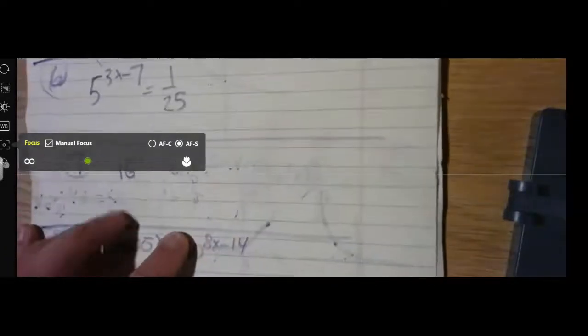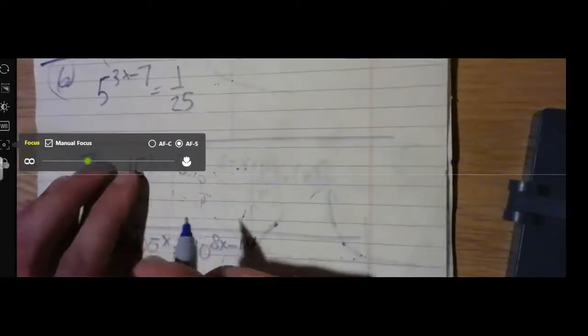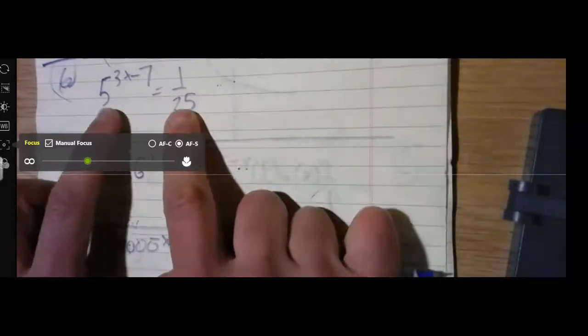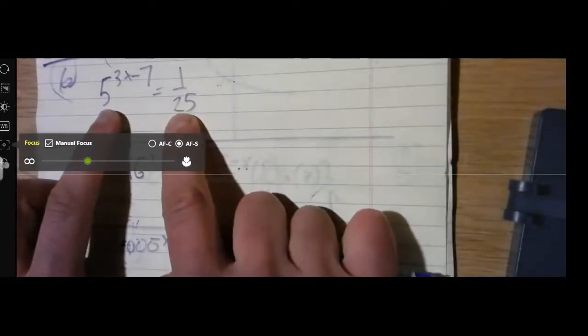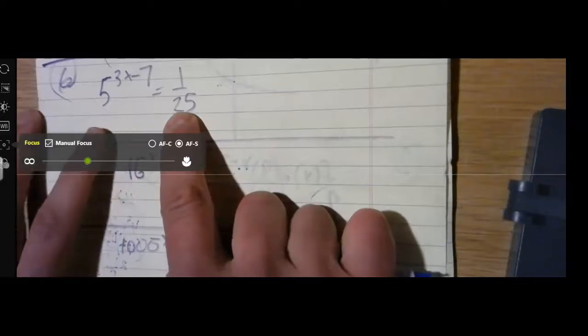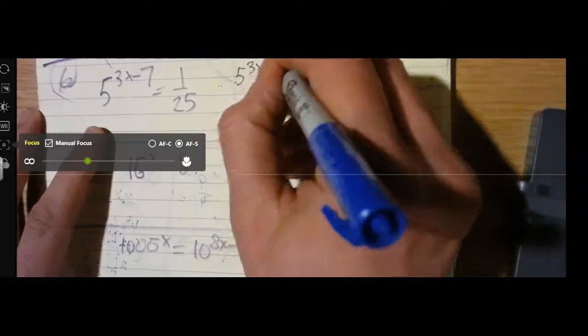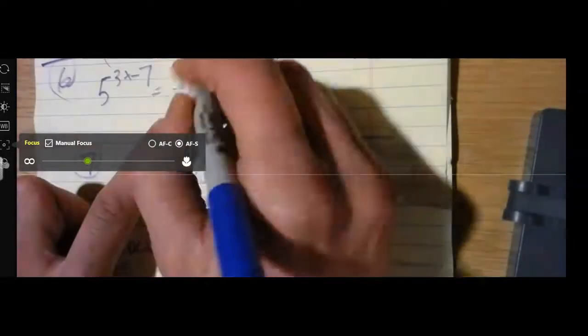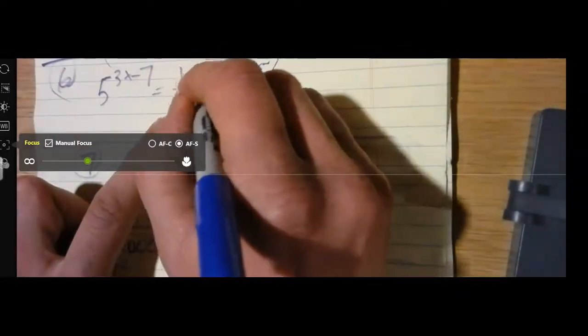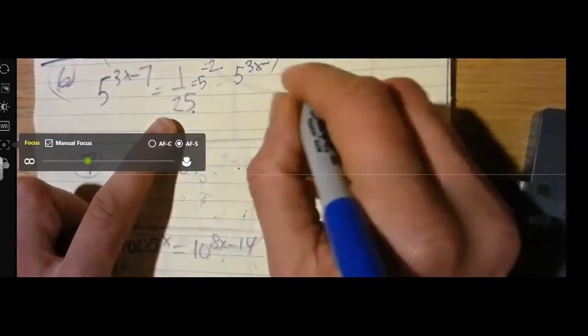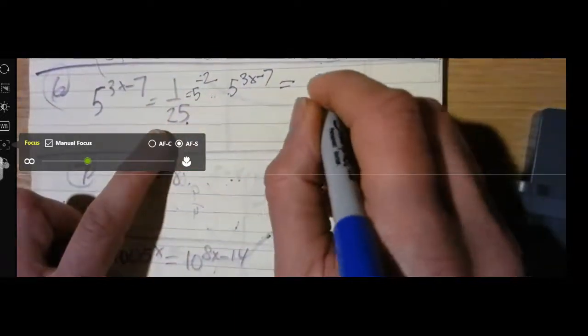All right, moving on to number 6. Now in this case, again, we want to get the same base. So here, we're going to try to get 5 being the same base, okay? So over here, I'm going to have 5 to 3x minus 7. But this is 1 over 25 is actually equal to 5 to the negative second. So we're going to rewrite that as 5 to the negative second.